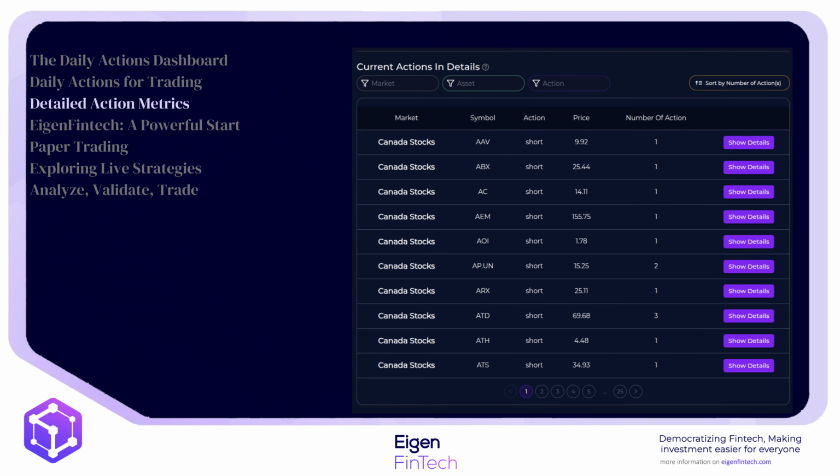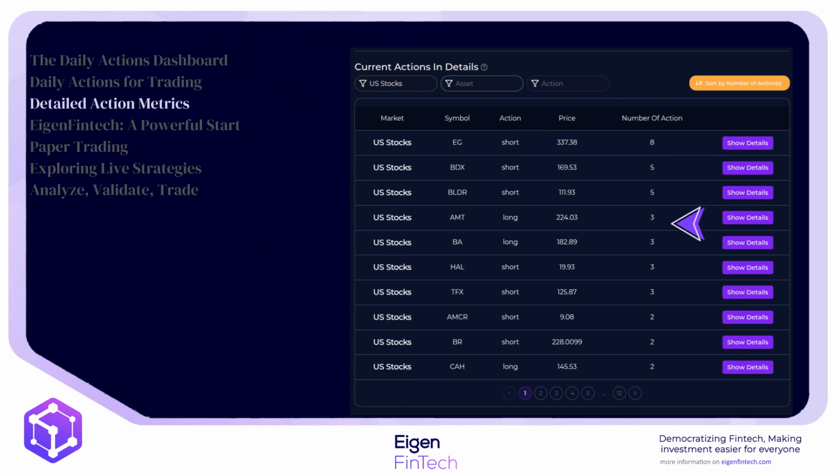Finally, we arrive at the Current Actions and Details section. This table offers the most granular view on the dashboard. Here, you can filter all the suggested actions by market, asset, and whether the action is long or short. You get specific details for each potential trade: the market, symbol, suggested action, current price, and a metric called number of action. We'll explore this metric more in the next slide, but it's a key indicator of signal strength. Notice you can sort the list by this metric to prioritize the strongest signals. And importantly, for any action that interests you, the Show Details button is your gateway to a much deeper analysis.